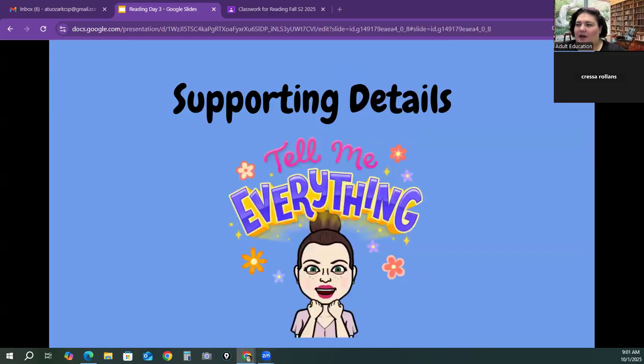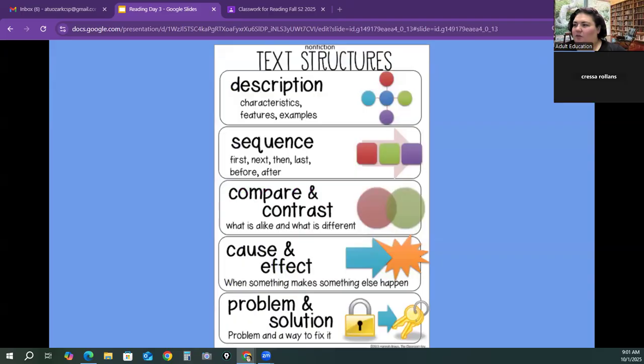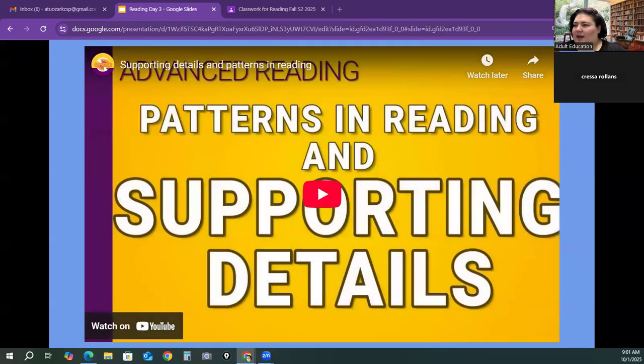Today we're going to be talking about supporting details. So supporting details, they use the same topics as the words in context and text structure. Remember the bones of the story, or the writing. So we have description, sequence, compare and contrast, cause and effect, and problem and solution. They follow those same categories. And I have got a video here for us to watch this morning on patterns in reading and supporting details.